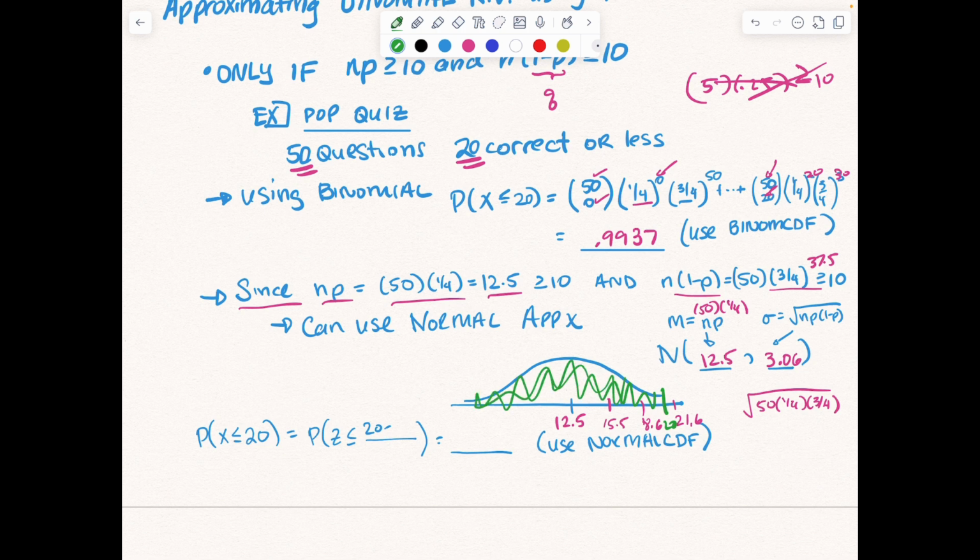So this is what I'm trying to solve: the probability of getting 20 or less. And remember the z-score: 20 minus the mean of 12.5, with a standard deviation of 3.06. And this is going to give me my probability.